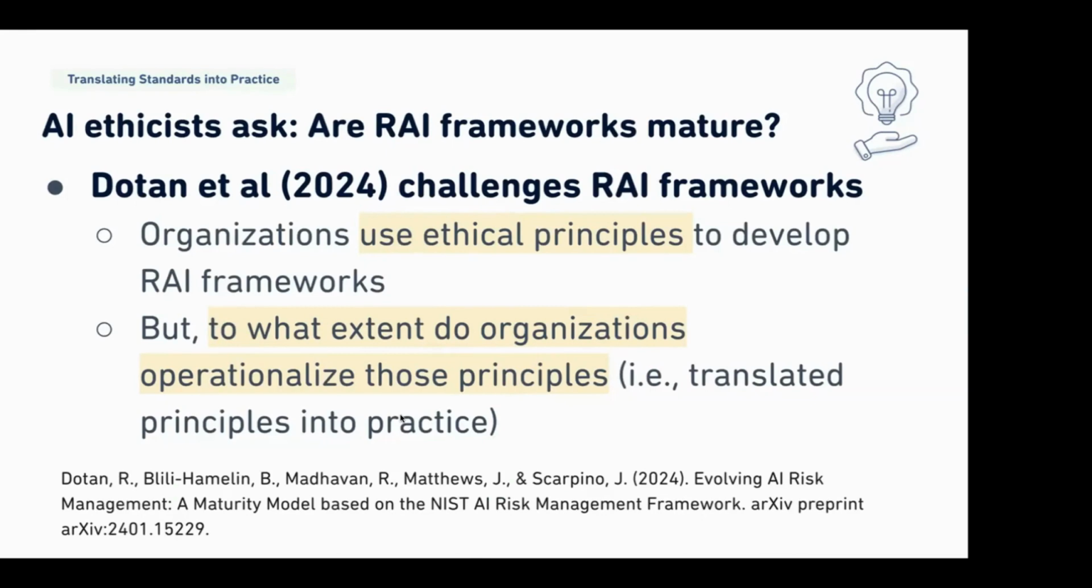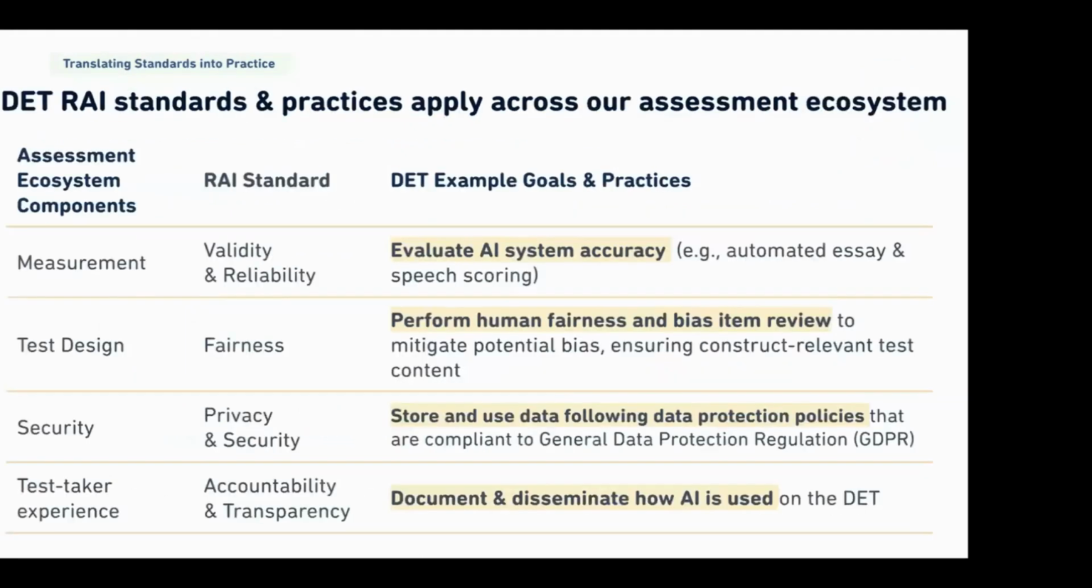And so Dotan et al., and I have the reference down there, they did this. They developed a framework, like a maturity model, to figure out if organizations that develop these responsible AI frameworks, in assessment or otherwise, actually have mature models. And so that's something to think about if you're in an organization that's thinking about developing a framework, or you have a framework and you're thinking about how to apply it. It's a highly recommended read.